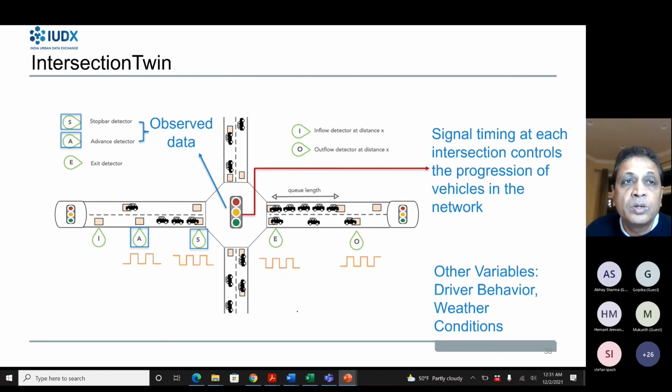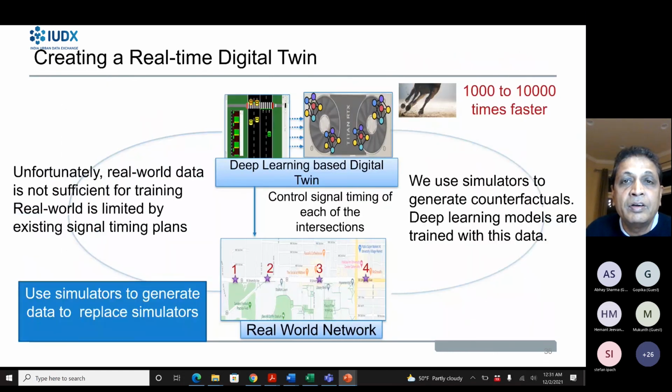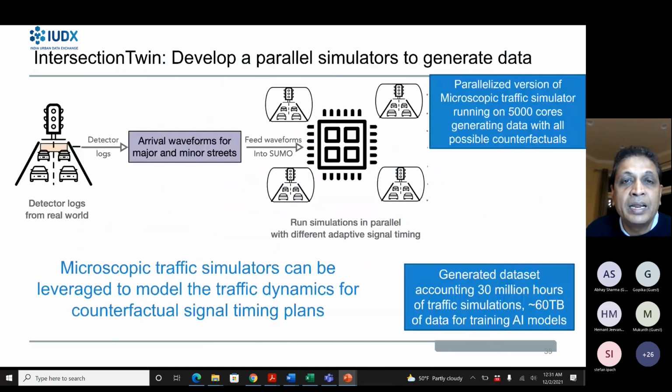Oh, yeah, completely. We can. The whole idea is that, how is the digital twin being developed? We take the detector logs, we look at the arrival waveforms, and feed the arrival waveforms into SUMO. So we are using the simulator to generate the data for all possible conditions which we can think of, and then saying, go learn this.